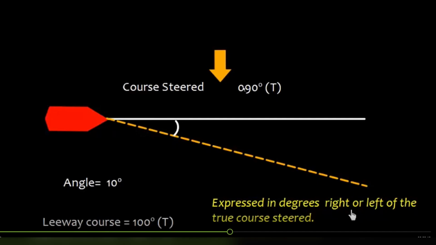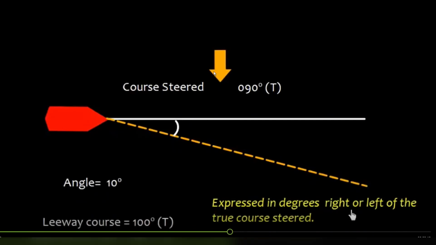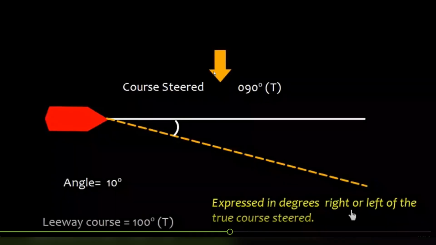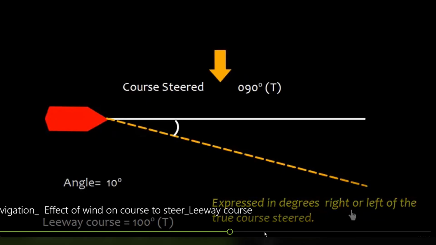So in all the questions, we will have to make a rough diagram where we will draw the course steered, we will draw the wind direction, and from there we will have to find out whether the leeway angle has to be added or subtracted to get the leeway track. Leeway track is what is used to find the departure and d-lat, because leeway track is the one where the ship is actually moving. So this is what is required in the questions.